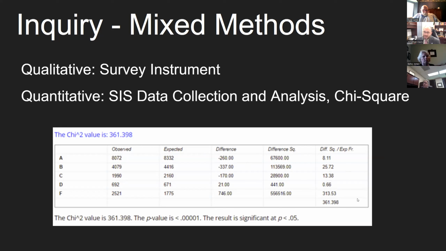Just to highlight how significant the difference is, there was a chi-square value of 361, and the p-value was less than 0.00001. So this was a highly significant deviation between the success in online courses and the success in all other modalities combined. It is not due to chance. It is significant.